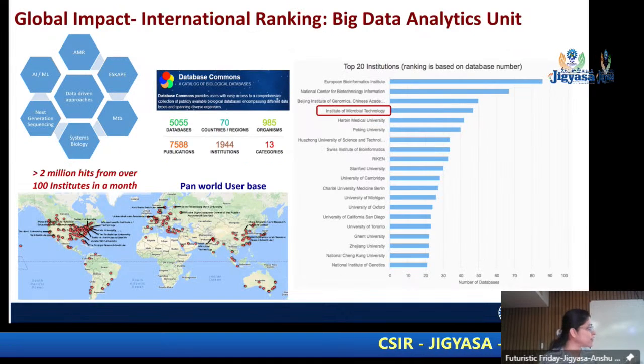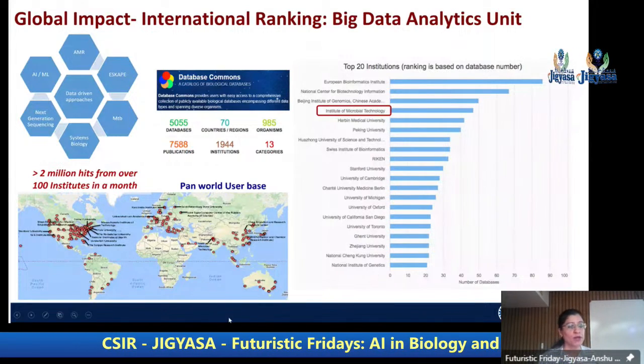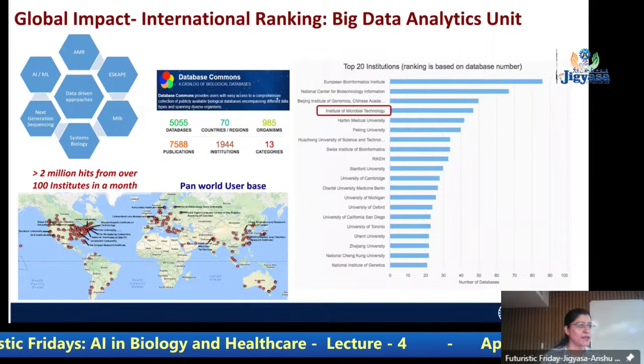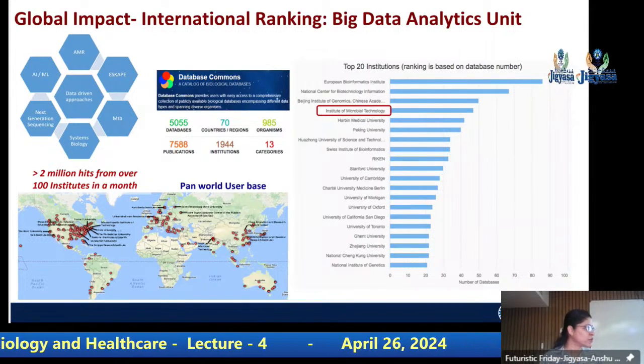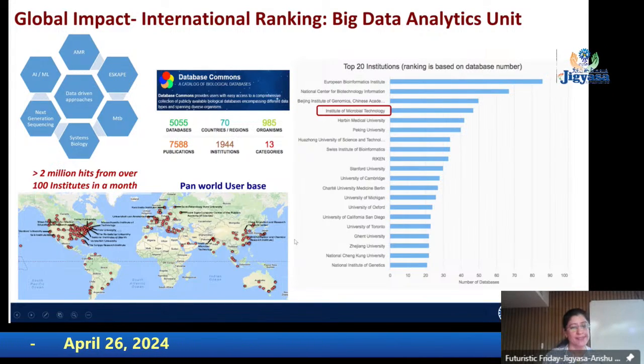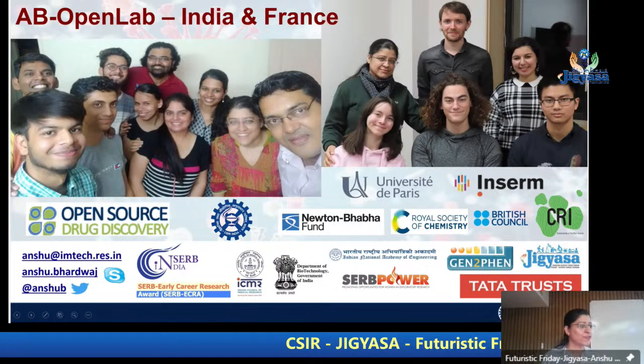And this is just to show you that in our institute, we actually develop a lot of such resources. And if you see the bottom panel, we get a lot of hits from all over the world. So what we developed here is pretty international in nature because a lot of international labs access our resources.